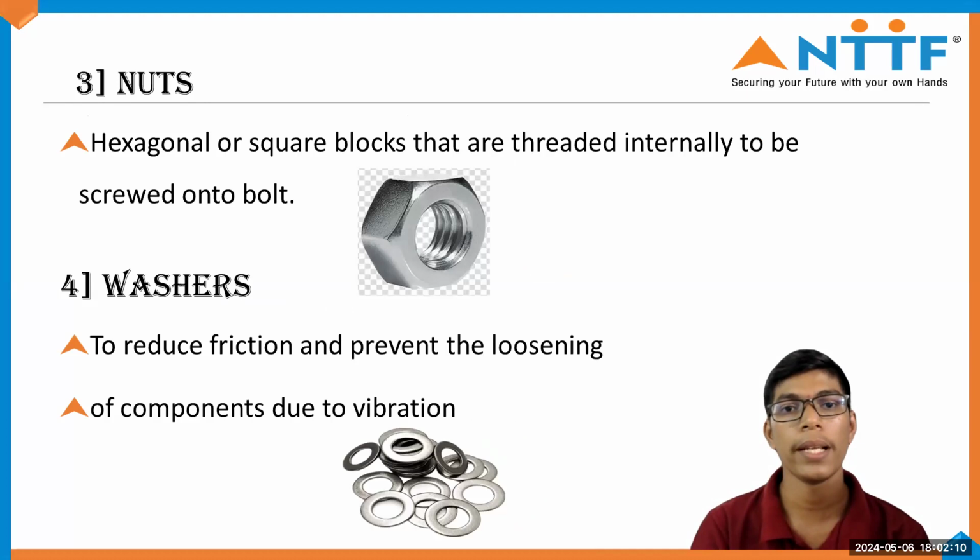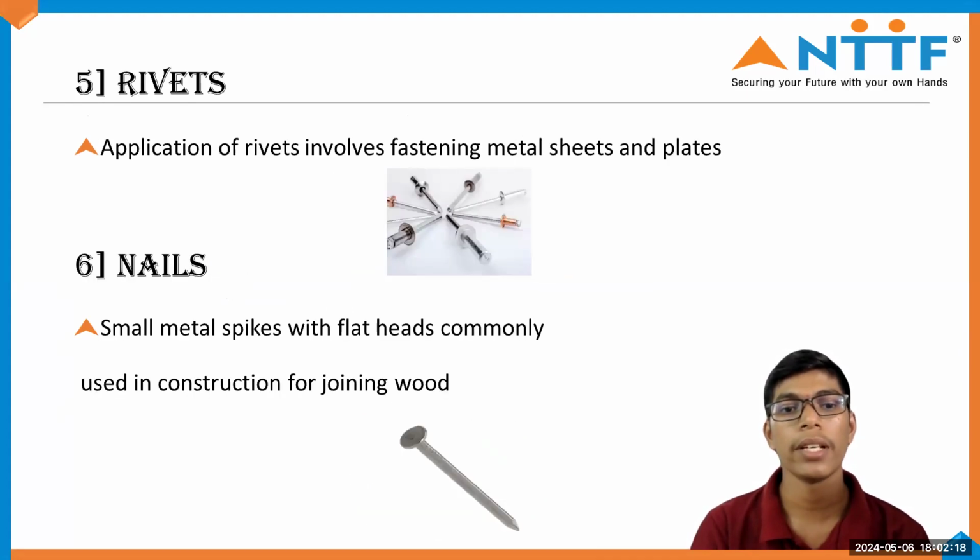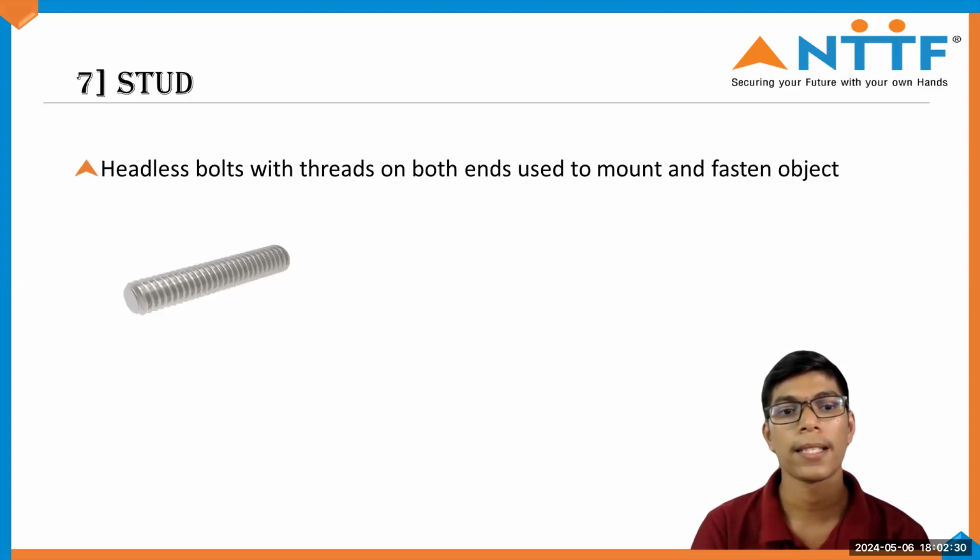Washers. A washer is placed under the bolt and nut to reduce friction and prevent the loosening of components due to vibration. Rivets. Rivets are used for fastening sheet metals and plates. Nails. Small metal spikes with flat heads, commonly used in construction for joining wood. Stud. A headless bolt with thread on both ends, used to mount and fasten objects.